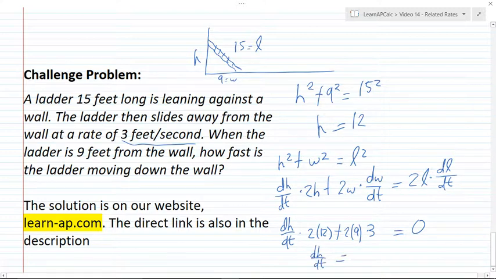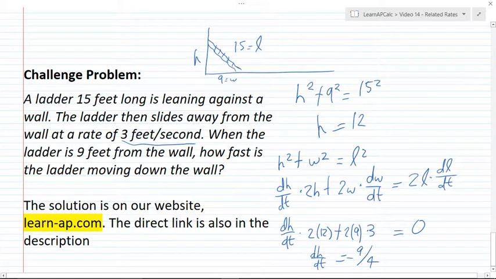Now we just have to solve for dH/dt. 2 times 3 is 6, 6 times 9 is 54. So negative 54 all over 24. Let me just quickly see what that is in decimal. That is 2.25, which is 9 over 4. I apologize. Negative 9 over 4.